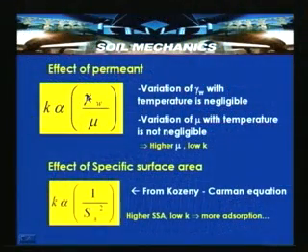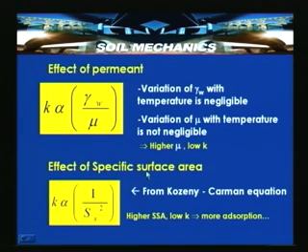Another factor discussed is the effect of the permeant. As you have seen, K is proportional to gamma w by mu. The variation of gamma w with temperature is negligible. So, as mu increases, the coefficient of permeability decreases. Higher mu, lower coefficient of permeability.